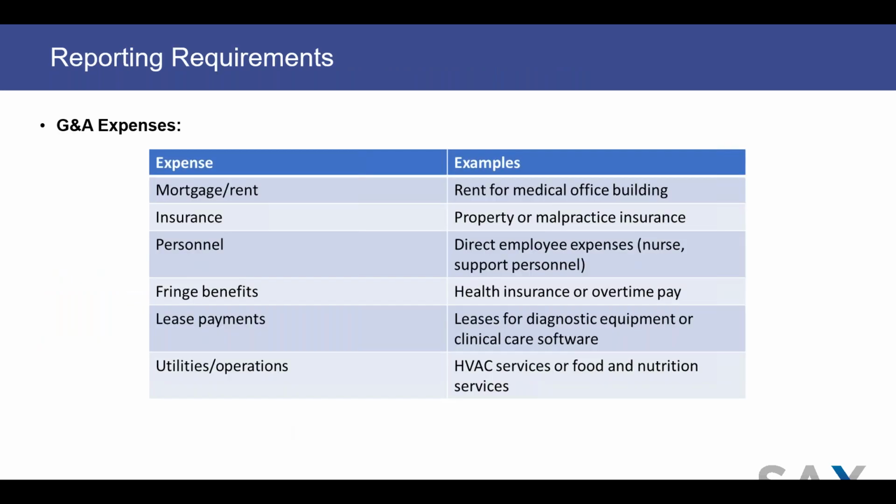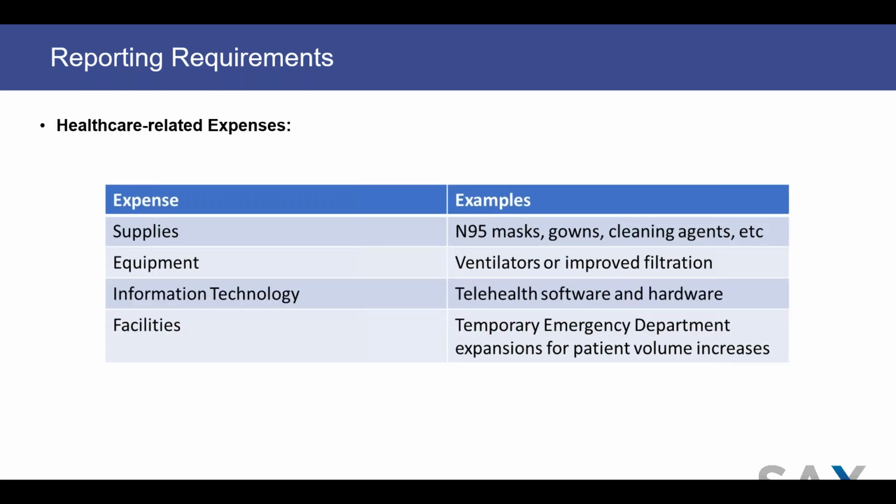And here's just the summary. And keep in mind with this as well, that when it refers to mortgage, it's if you had to go out and obtain additional space because of COVID-related situations. And also keep in mind that you may have already utilized some of these expenses for your PPP loan forgiveness application. So that's something also to consider when you're reviewing this as well. Here's our healthcare related expenses, right? Our supplies, any equipment, IT, telehealth, our facilities.